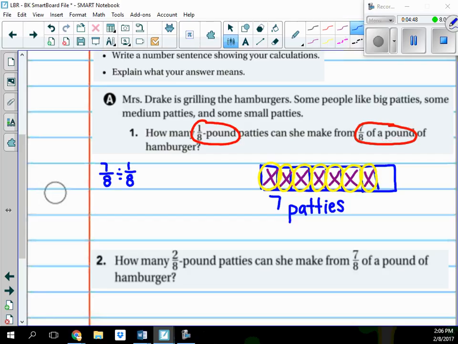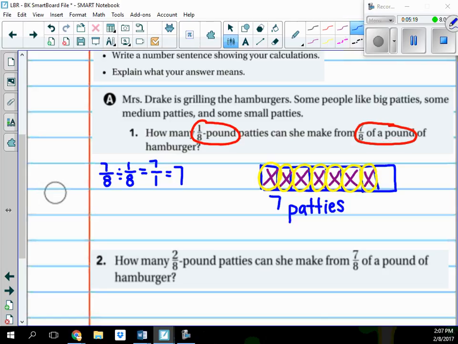Now, if I want to go back to that awesome common denominator strategy that I learned before, so I have 7/8 divided by 1/8, what would be my next step? What would I do next? Cassie, what would I do? You divide 7/8. Yeah, I would have 7 over 1, which I could simplify just to 7. And so both with our algorithm and with our model, we figured out that we have 7 patties.